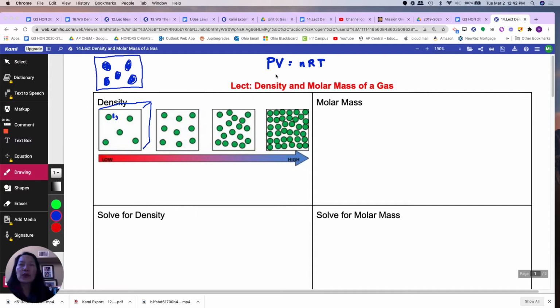In this lesson, we will be using the ideal gas law, PV equals nRT, to solve for the density and molar mass of a gas. So let's start with the molar mass. First, let's pretend we have 12 grams of carbon.